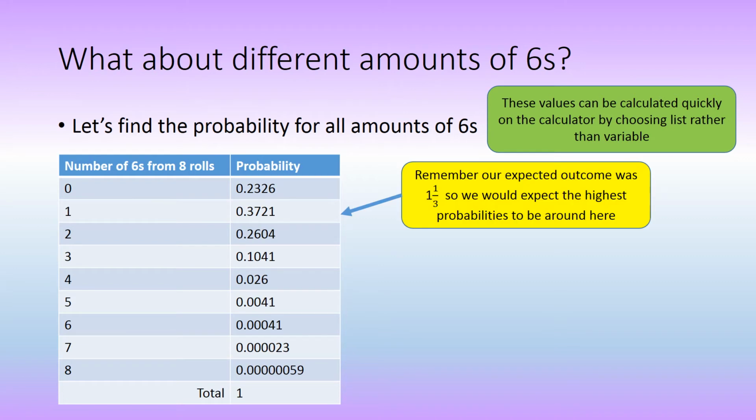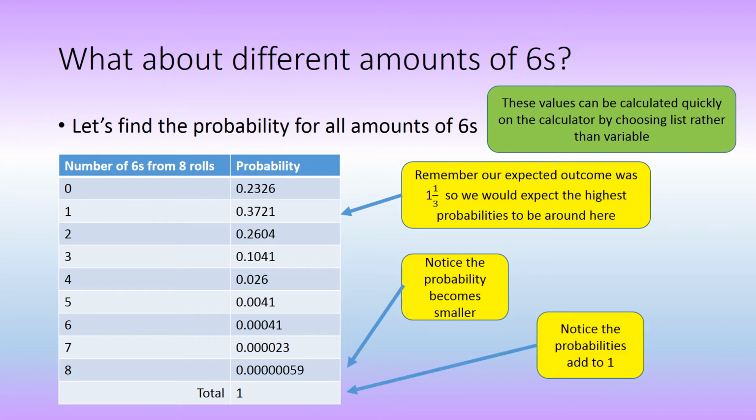Now if you remember, our expected outcome of the number of 6s was 1 1/3, so we'd expect the highest probabilities to be around there. And yet we can see that the highest probabilities are around 1 and 0 and 2 and so on. Notice this, that probabilities become smaller the further we go, so the more 6s we get out of 8, that's less likely. Of course, that seems obvious anyway. Just also to note that all these probabilities add up to 1, which you'd expect, of course, because we've got to get one of those amounts of 6s from 8 rolls.